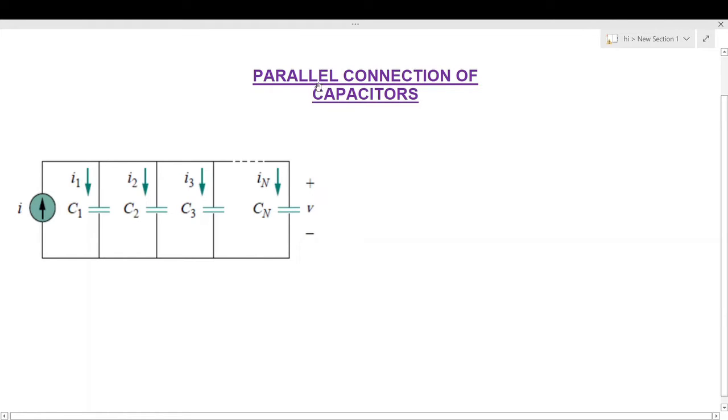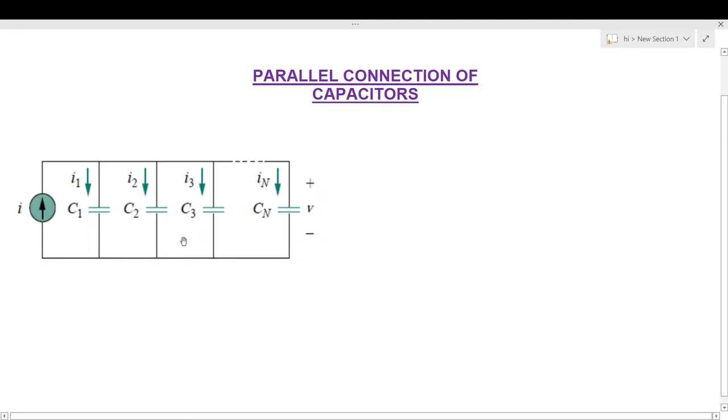In this video, we will see parallel connection of capacitors. For that, we will consider a circuit which has one current source I and a number of capacitors connected in parallel. As we know, the voltage across all the capacitors in parallel connection will be the same, and the current flowing through each capacitor will vary according to its capacitance.